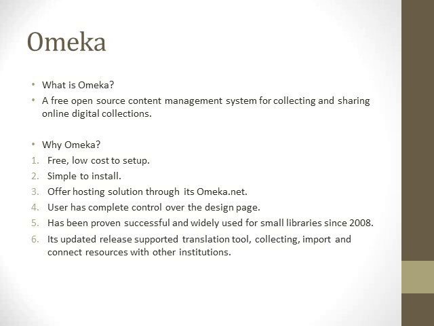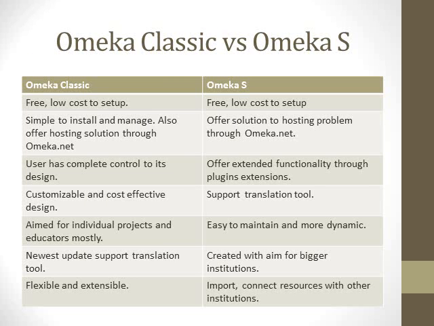There are currently two types of Omeka released for the public: Omeka Classic and Omeka S. The table on this page compares the benefits and advantages that both Omeka Classic and Omeka S offer their users. Both are free and low cost to set up, but Omeka S is more aimed at users from bigger institutions, while Omeka Classic caters more to smaller institutions and individual projects.